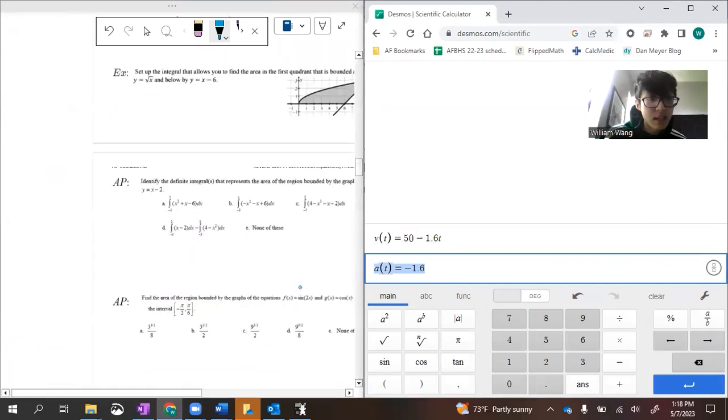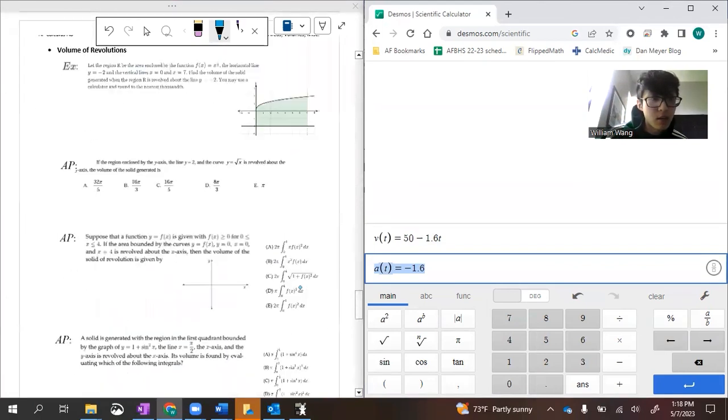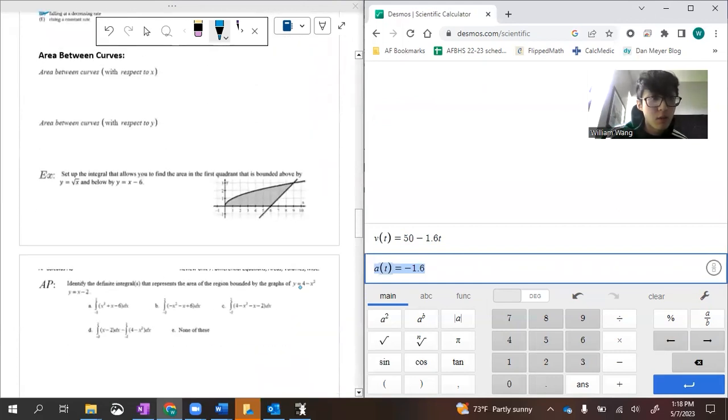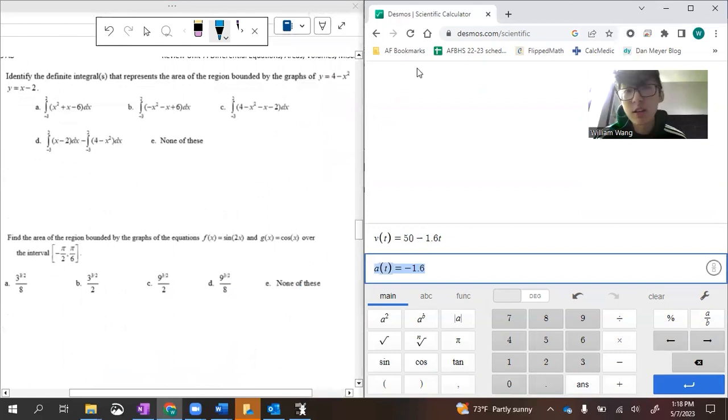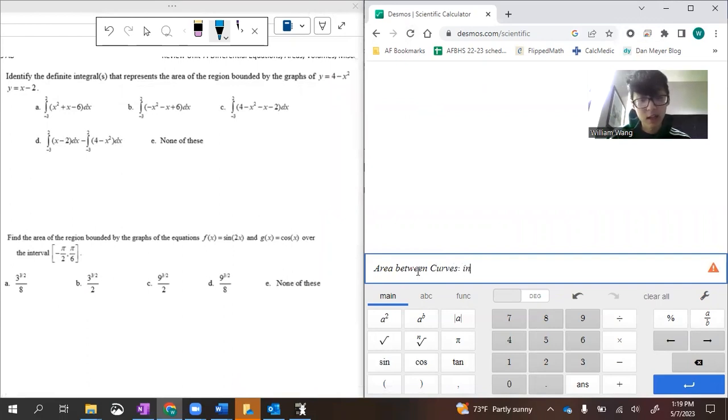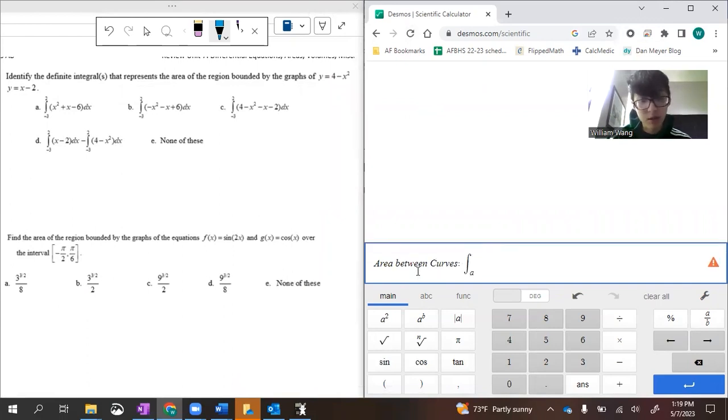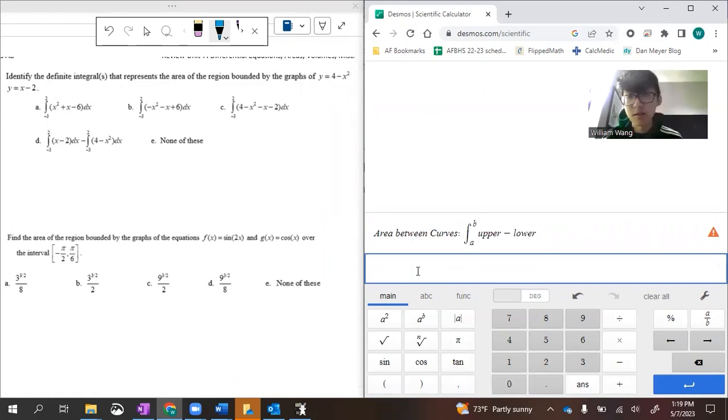Cool. Last section. And yeah, so here we're dealing with areas, area between curves. All right, generally there's just one sort of formula for the integration for area between curves that you need to know. It is the integral from a to b of my upper function minus my lower function. That's it. All right, identify the definite integral that represents the area of the region bounded by the graphs of y equals 4 minus x squared and y equals x minus 2.